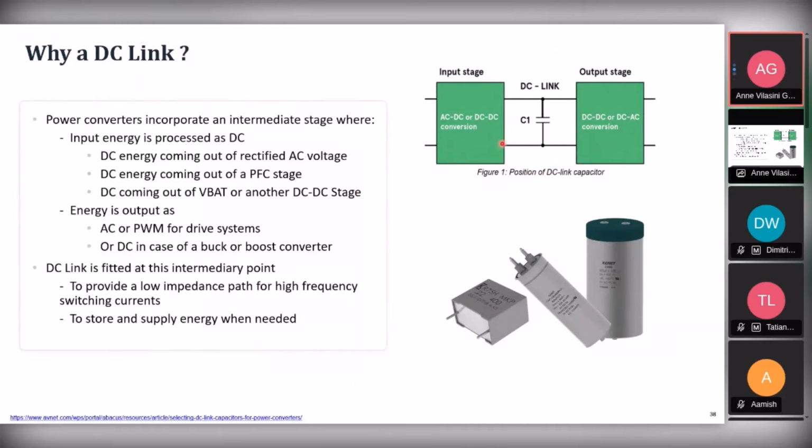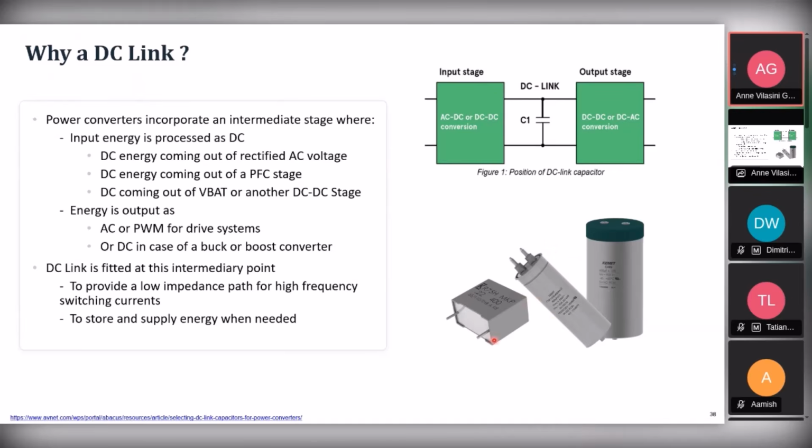DC link is basically an intermediate stage between the PFC and the output stage. So what does it do? It does two important jobs. The first one is it provides a low impedance path, so it can allow the high frequency content, like the noise, to pass through it. And the other one is a buffer. It's going to smooth out the DC voltage. So in our onboard charger, this is sitting between the PFC and the DC-DC stage.